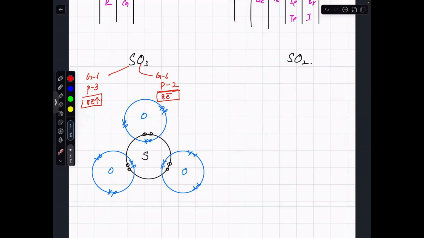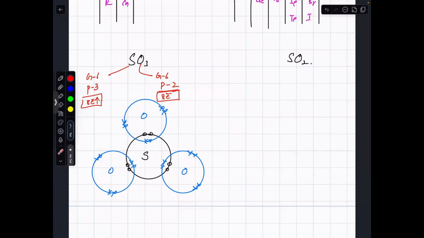There is no issue with oxygen, but with the sulfur, 1, 2, 3, 4, 5, 6, 7, 8, 9, 10, 11, 12. Okay, there are 12. Sorry. There are 12 electrons, so the last shell has more than 8. It has an expanded octet. It's an element of period 3. Its capacity is more than 8.